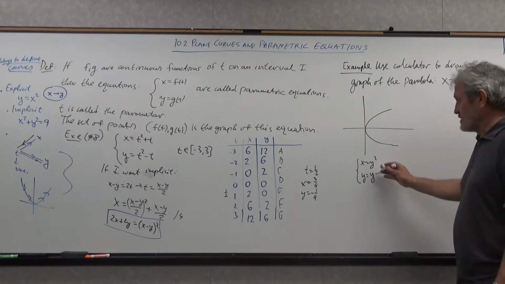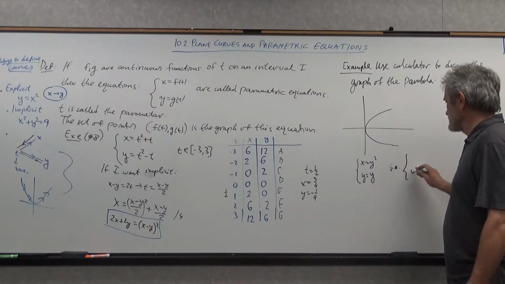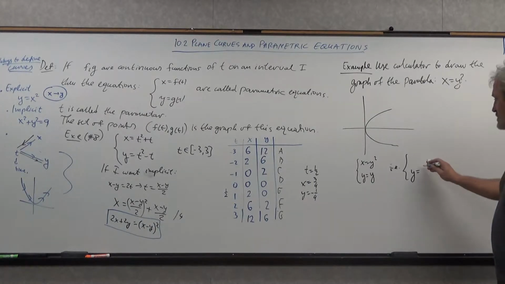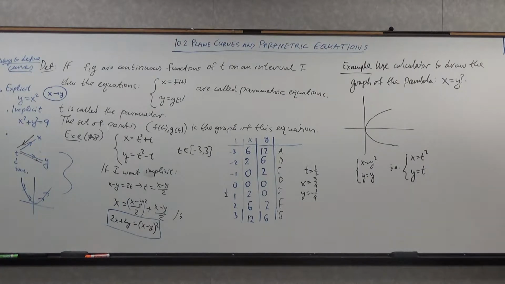So generally, I can think of y as a parameter. Just to emphasize that and make it acceptable by the calculator, I'll call y to be t, and then x will be t squared. And now if you use a calculator, I will show you in a separate part how to do that on the calculator. If you go into parametric mode, then you can draw this parabola without any problems.